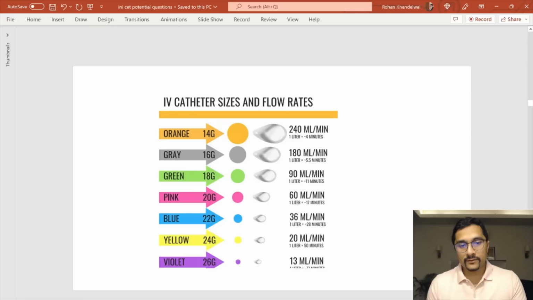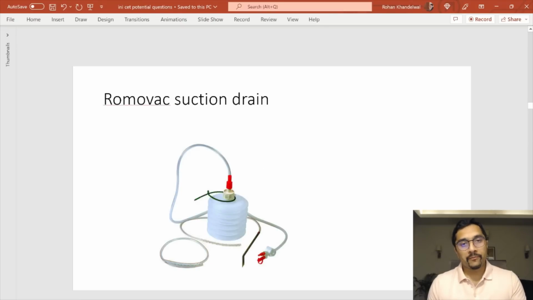Very, very important for the exam are the various IV lines. You should know the color coding, and you should know the flow rates of the common cannulas. Orange is 240 milliliters per minute, gray is 16 gauge, it is 180. Green was asked last time, it is 18 gauge, 90 to 96 milliliters per minute. Pink is 20 gauge, which is 60 milliliters per minute. So this you should remember.